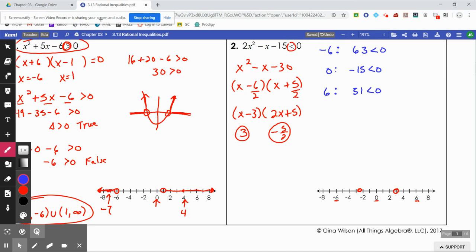When I plugged in -6, I got 63 is less than 0, which is false. When I plugged in 0, I got -15 is less than 0, which is true. When I plugged in 6, I got 51 is less than 0, which is also false. So therefore, my solution will be all values here, because those are the values that gave me the true statement. So my answer is going to be all values from -5 halves up to 3.